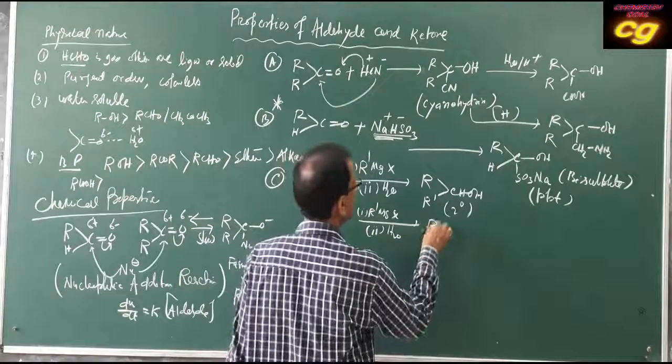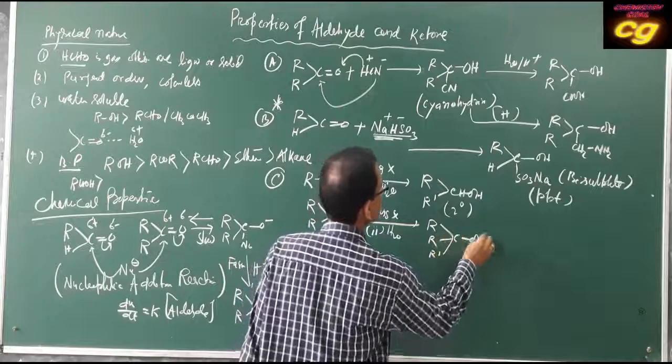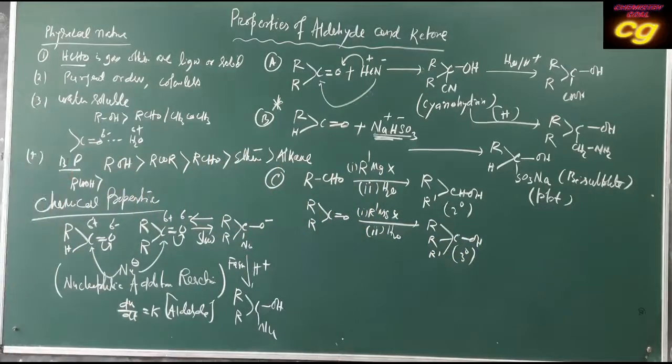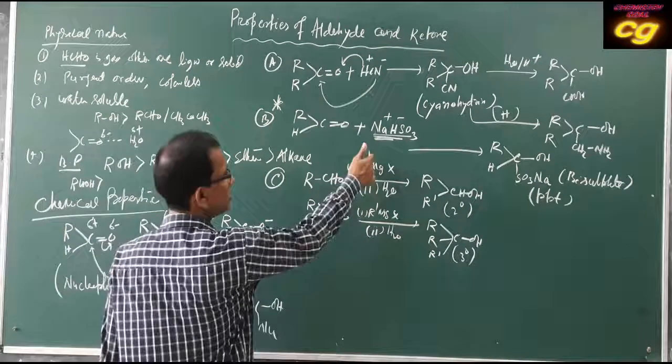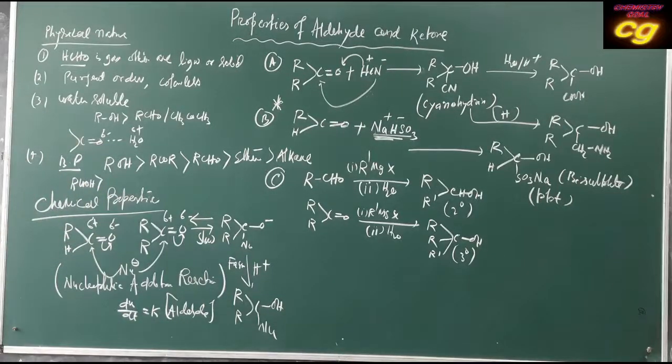The product will be R3COH, that is a tertiary alcohol. So primary, secondary, tertiary alcohols can be synthesized from aldehyde and ketone by reaction with Grignard's reagent. Already we have read this in the alcohol chapter. So this is about that reaction of aldehyde and ketone.